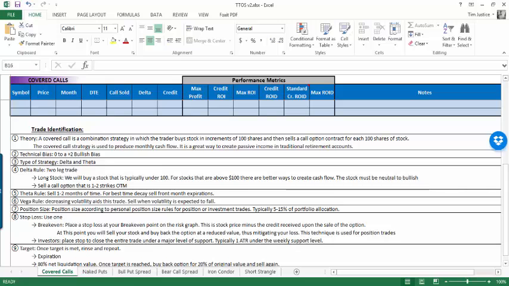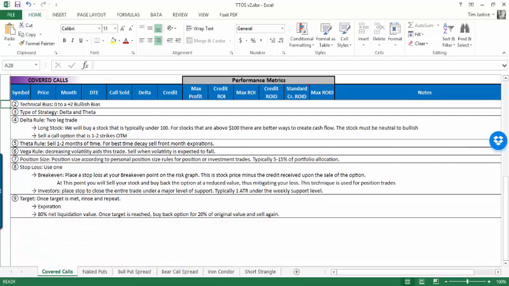Let's talk about the rules. Covered call is a combo strategy where we buy stock and sell calls. It's used to produce cash flow. It's thought of as a theta trade. We generally want to be either neutral or bullish, technically, on covered calls. We call it a delta and theta strategy because you need the stock and the cash flow. Because it's a two-leg trade, you can either do the legs individually or as a combination order.